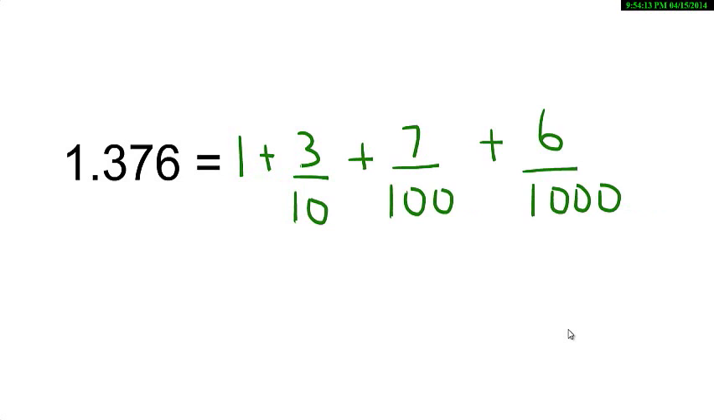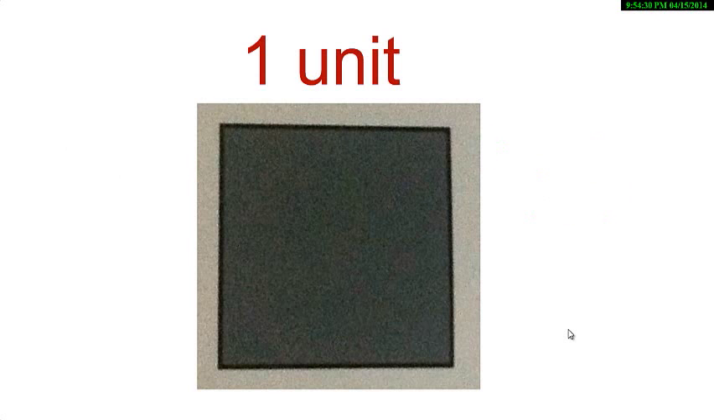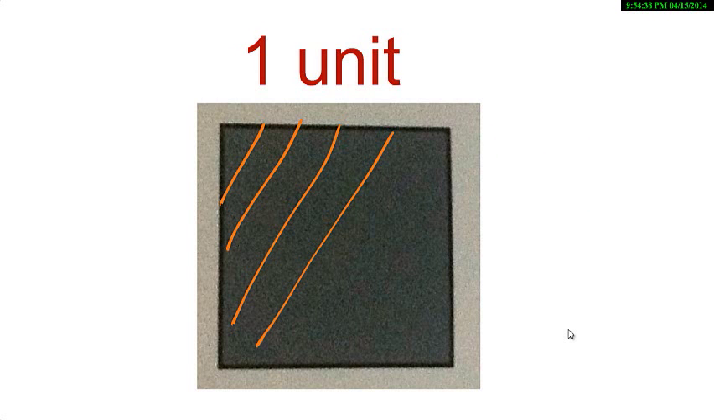Today, you're provided with a lab observation sheet. If you look carefully at your lab observation sheet, there are a number of picture grids. This square represents 1 unit. That is, the entire square when shaded represents 1 unit.